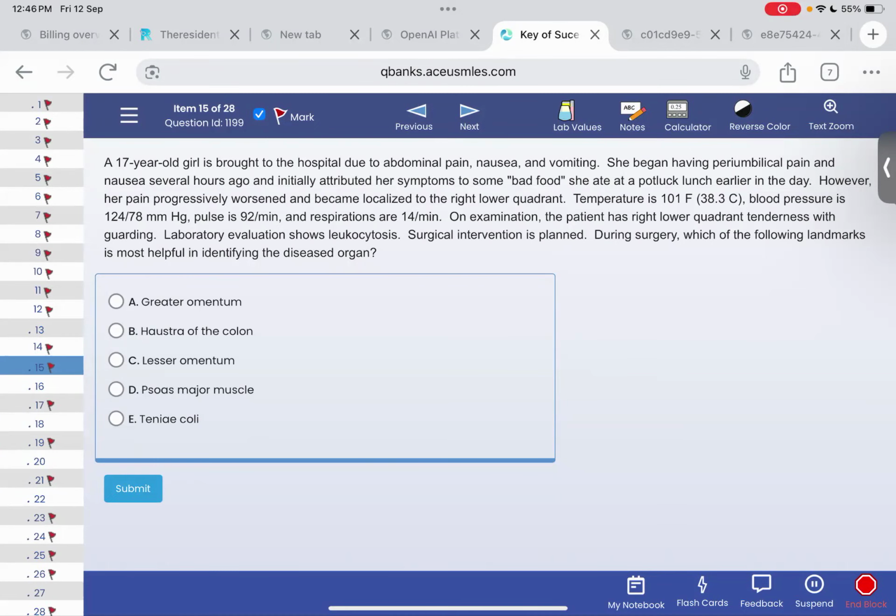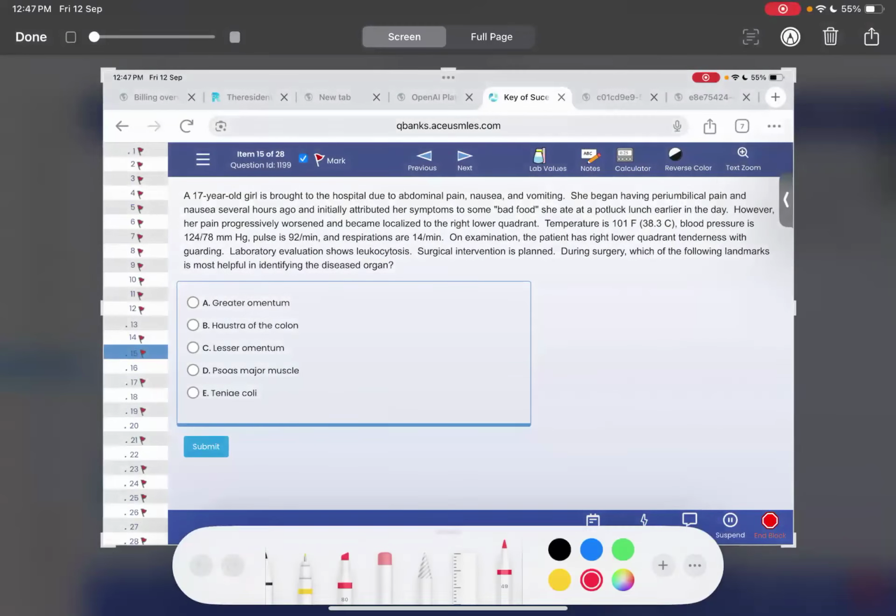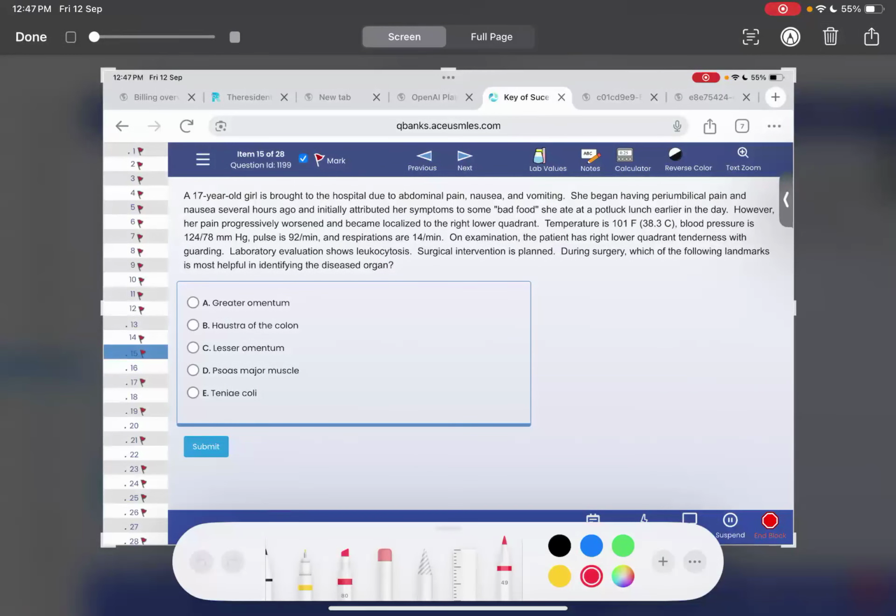Temperature is 101 Fahrenheit. Blood pressure is 124/78, pulse 92 and respiration 14. On examination, the patient has right lower quadrant tenderness with guarding. Laboratory evaluation shows leukocytosis. Surgical intervention is planned, during which surgery, which of the following landmarks is most helpful in identifying the diseased organ?